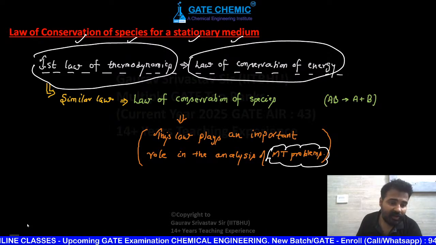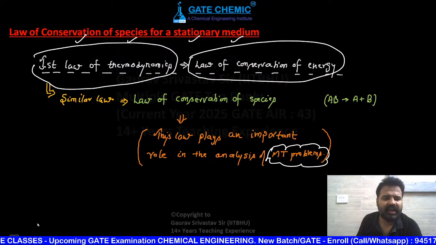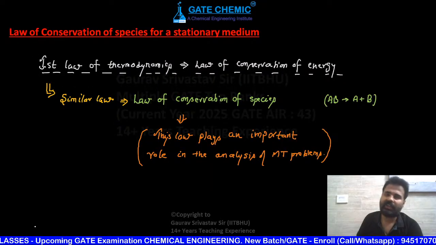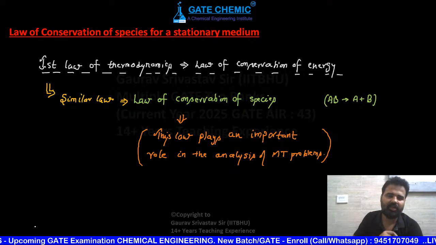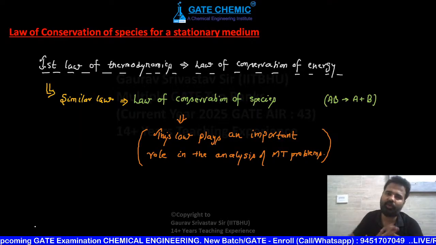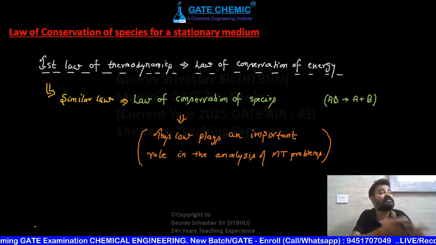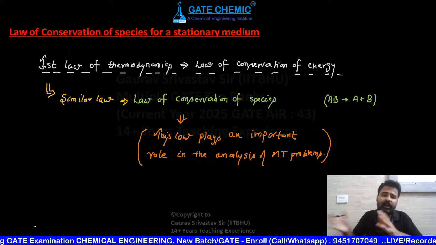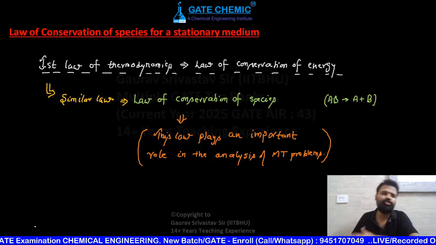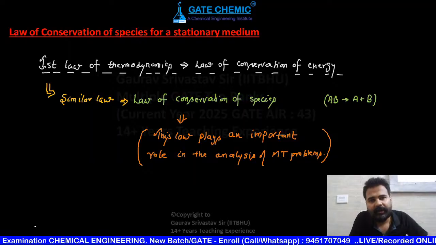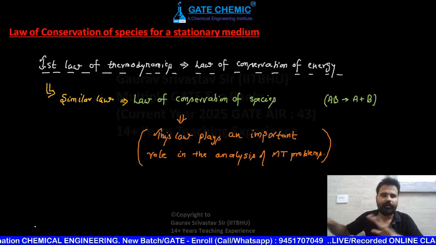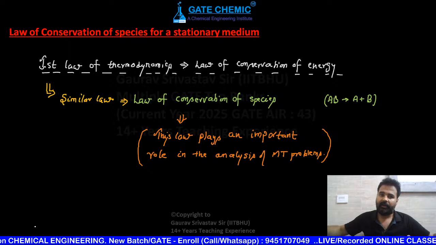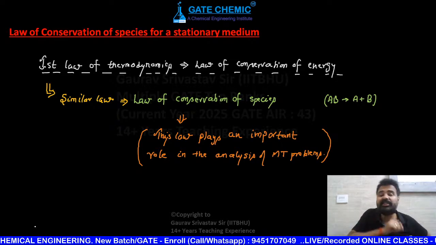Now what is this law? Very easy, it is a very simple law. Actually we can't call this law of conservation of mass only, because mass cannot be created or destroyed, that is a different thing. Here we talk about respective species. Species can be generated in a system, one species can change into another species. That's why I'm writing law of conservation of species. Law of conservation of mass is still there everywhere, but here I'm talking about respective species.